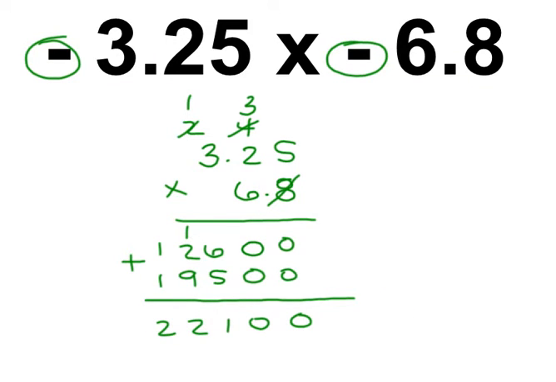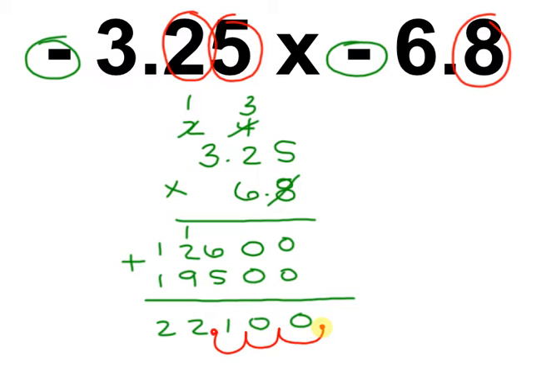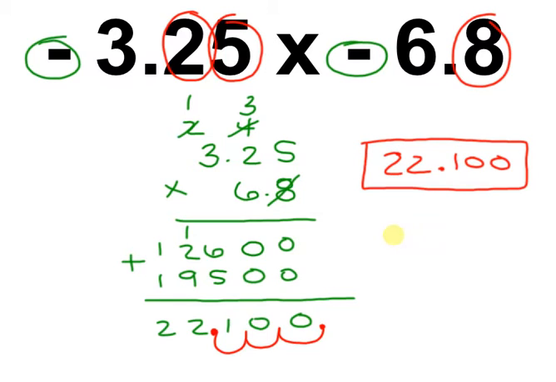Go back to my original problem and determine how many numbers are after the decimal place. So here I have 1, or after the decimal point, 2, and 3. So I'm going to go here, and I'm going to go 1, 2, and 3. I have a negative times a negative, so my answer is going to be positive. So I can either write that my answer is 22.100, that is perfectly acceptable, or 22.1. Either is acceptable.